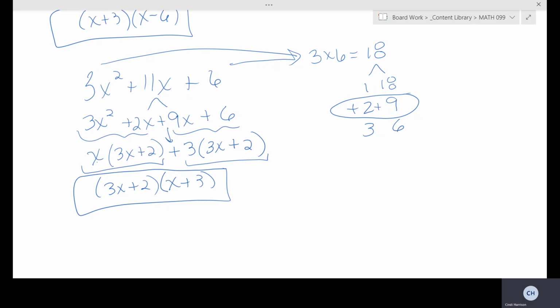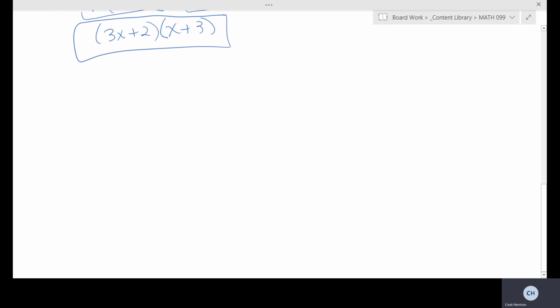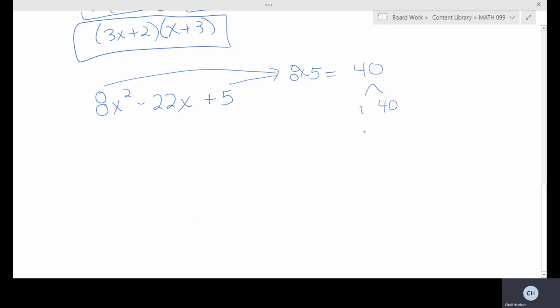All right, 8x squared minus 22x plus 5. So you might want to pause this and try this one on your own, and I will just jump right in. So I have 8 times 5 is 40. Factor pairs, 1 and 40, 2 and 20, 4 and 10, 5 and 8. Hopefully I got them all.